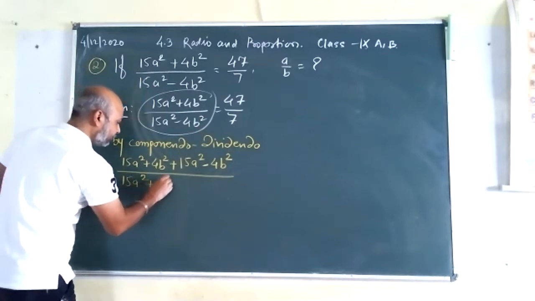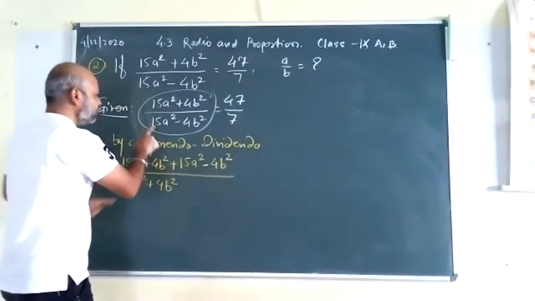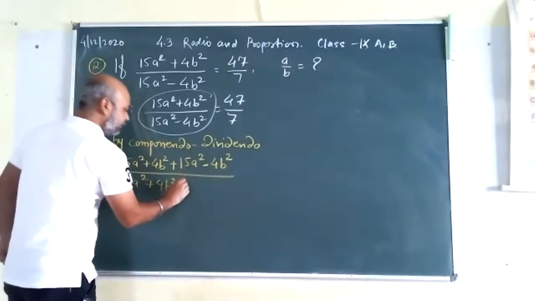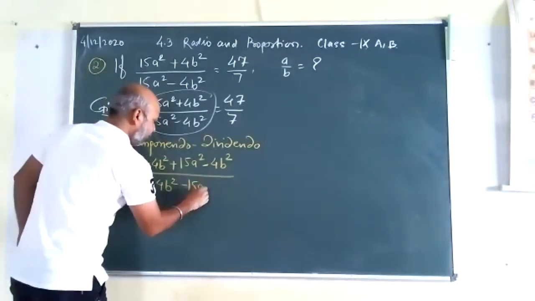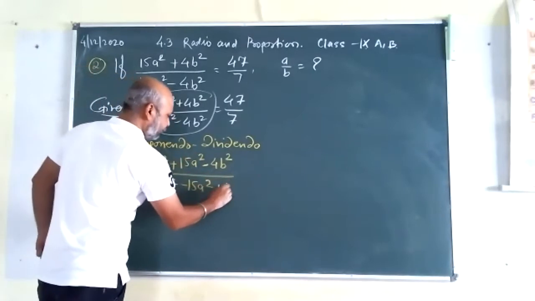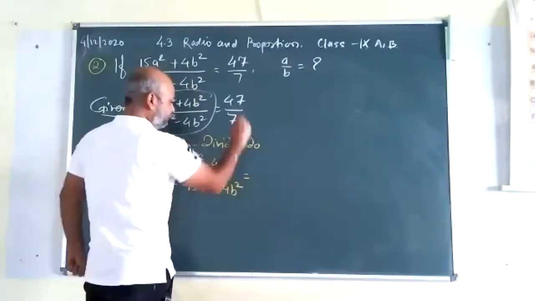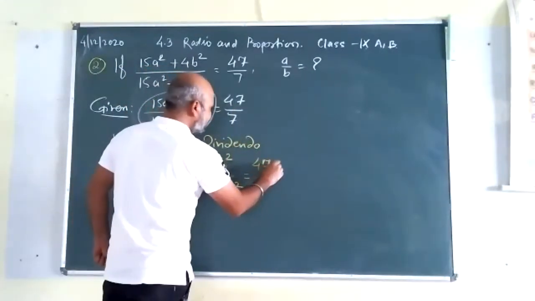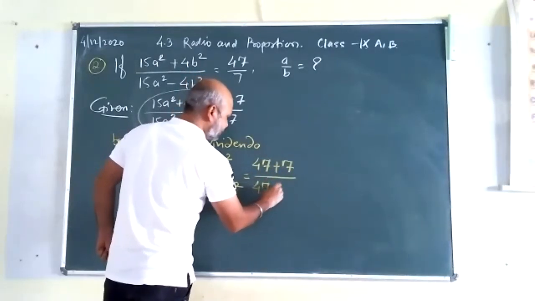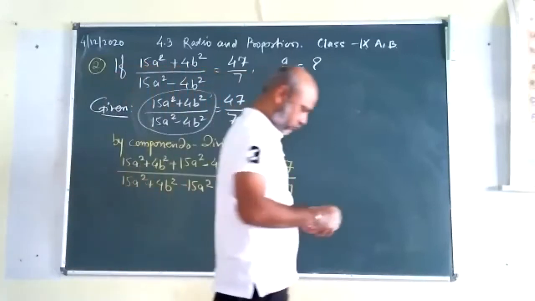So what we get? 15A square. Sir, I think we must make the brackets. So where you will use minus, this sign becomes plus: 15A square plus 15A square, and this minus becomes plus 4B square, and this is equal to 47 plus 7 divided by 47 minus 7. Is this clear to you? Yes, sir.